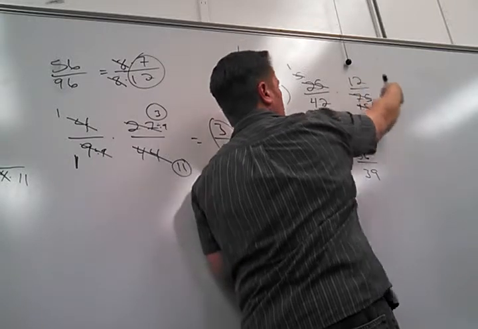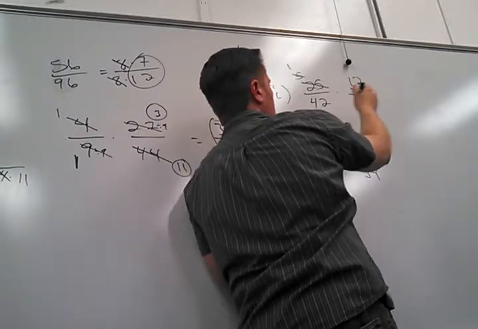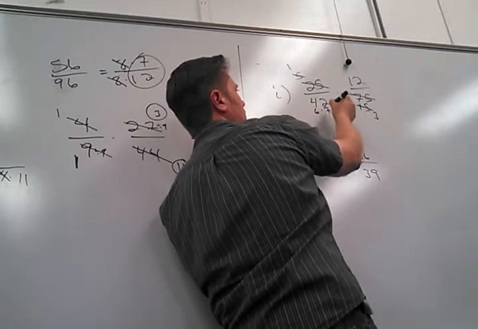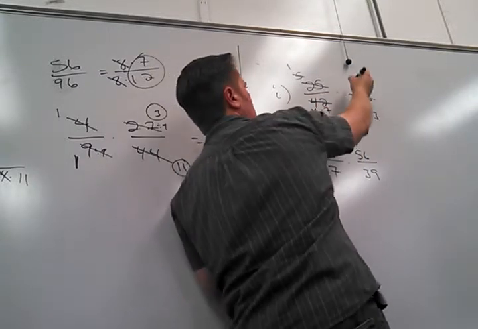So 42, you could say, is 6 times 7. And 6 goes into 12 twice. Are we cool with that? Do you guys see that?